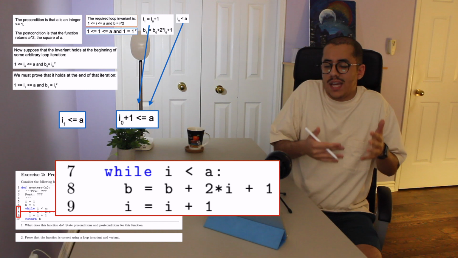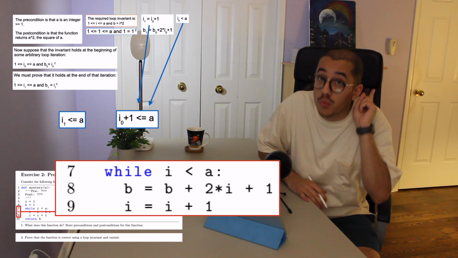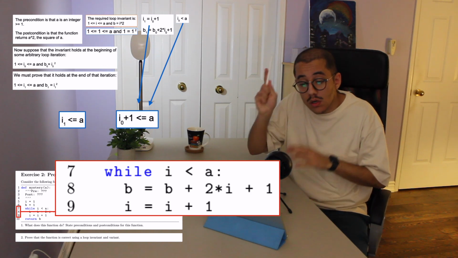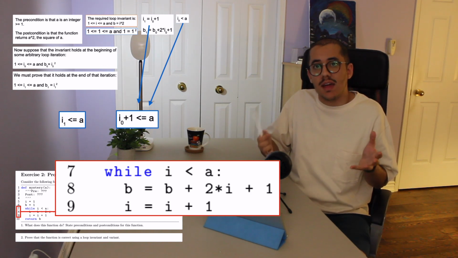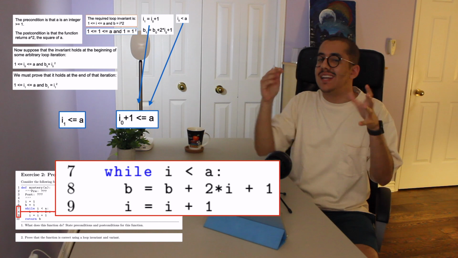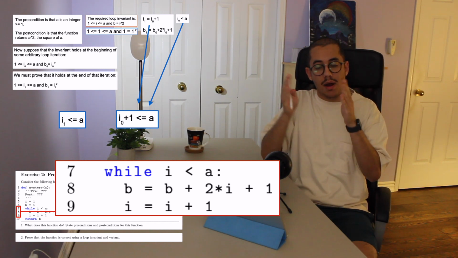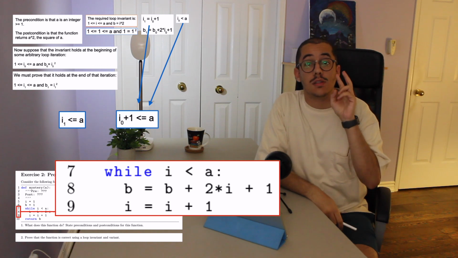So in other words, can I say that I0 plus 1 is smaller than or equal to A? Yeah, I can say that. I just added that equal sign and it still makes sense, right? Because all of that can be shifted to the right. And that's for our case number 2.